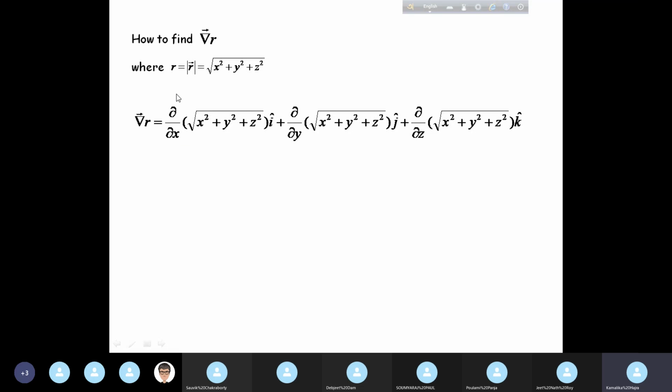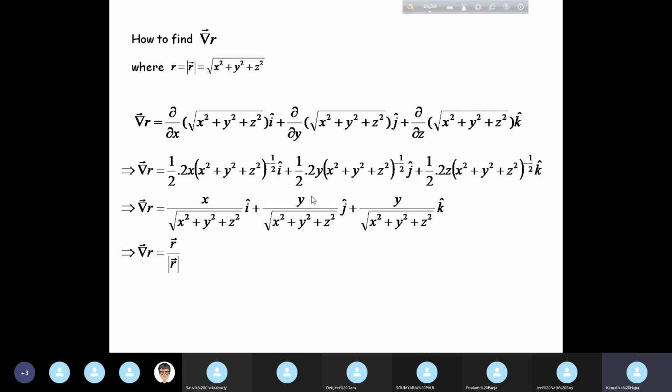And therefore, if you write down the form of grad in the Cartesian coordinate system, you get del x of root over x square plus y square plus z square, that is the coefficient of i cap. Similarly, del y of root over x square plus y square plus z square, j cap. Del z of root over x square plus y square plus z square, k cap. Okay.